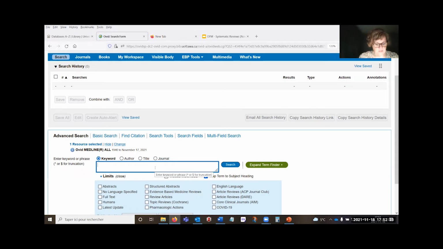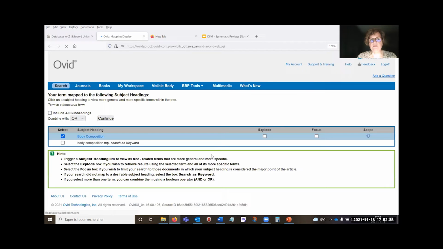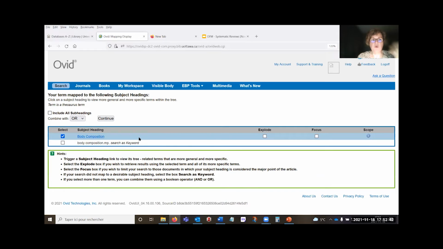So let's say I start with body composition. I just want to point out that this is always selected by default. It says map term to subject heading. So I click search at this point, and it will bring me to those subject headings I was mentioning before. It's giving me different suggestions. Here, there's only one, and it's pretty straightforward. But sometimes you might have different suggestions.